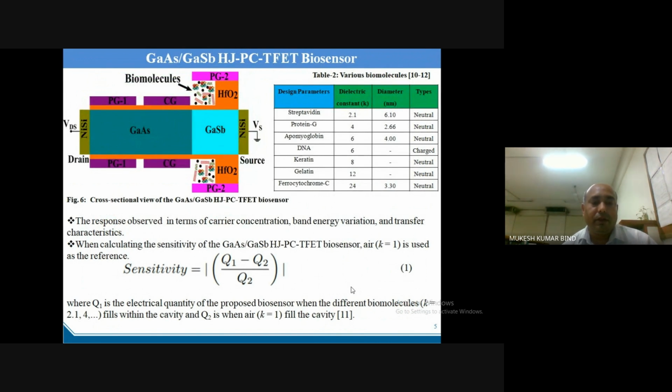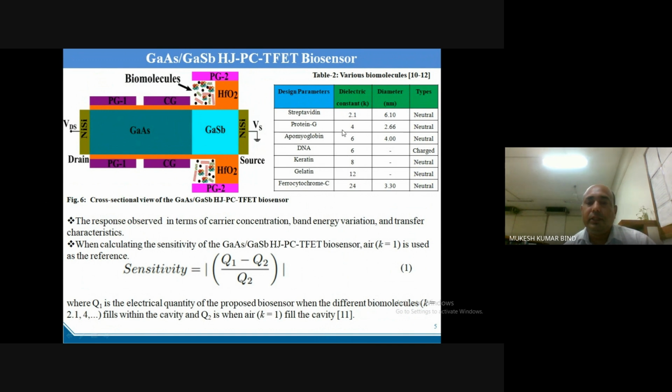Figure 6 shows the proposed gallium arsenide, gallium antimonide heterojunction TFET biosensor. Here, to capture the biomolecule, we create the cavity in the source region near the tunneling junction to modulate the tunneling probability of the proposed TFET.